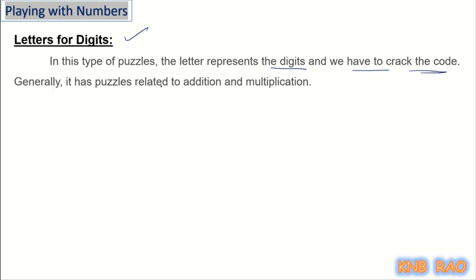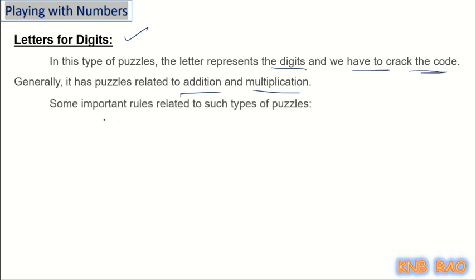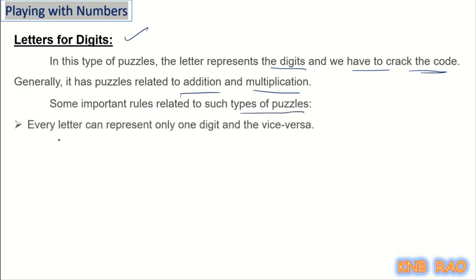Generally, it has puzzles related to addition and multiplication. Some important rules related to such type of puzzles will be very important and simple. Every letter can represent only one digit. If I take AB, A is any one out of 0 to 9, it will not be many at a time. Next, vice versa also, one digit will occupy only one letter.